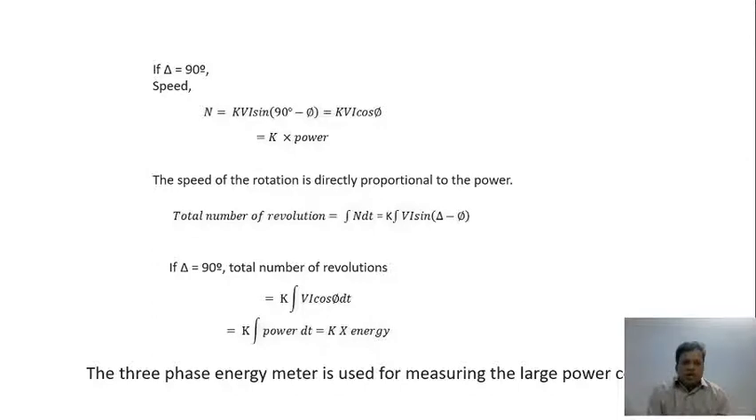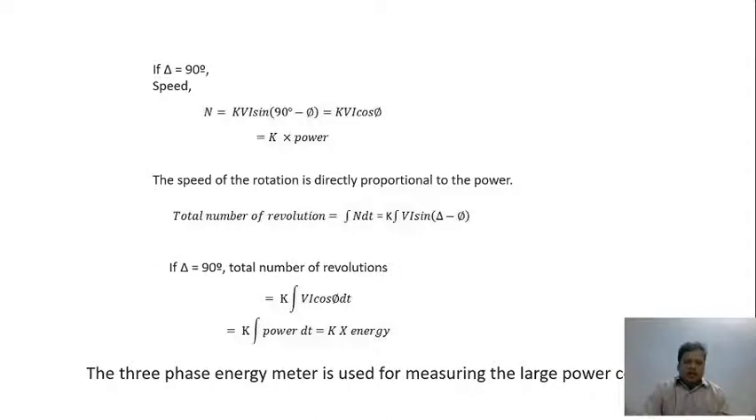Here we are discussing K into power, the first equation we have written. N is equal to K V I sin 90 minus phi, that is equal to K V I cos phi, that is equal to K into power, and the speed of rotation is directly proportional to the power. N is the equation that has a direct relation with power, and therefore we can say that the speed is directly proportional to the power.